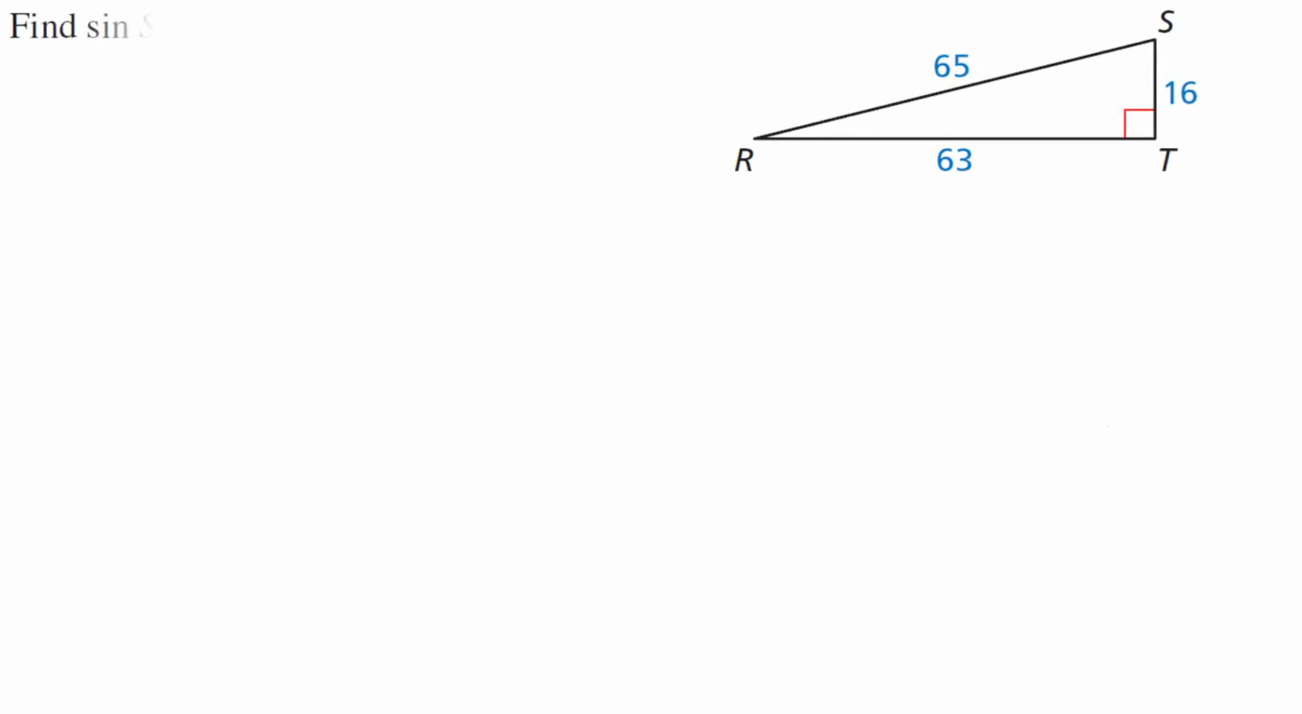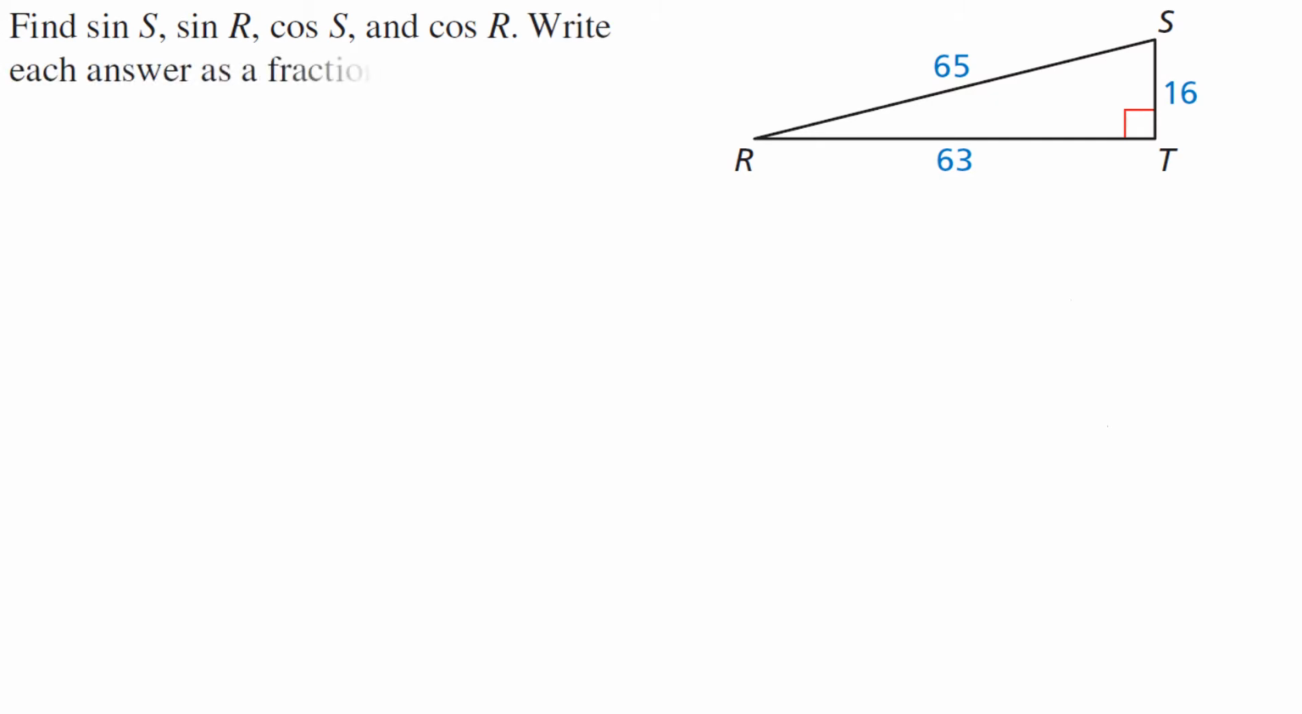Okay, so we're going to find not one, not two, not even three, but four things here. I want the sine of angle S, the sine of angle R, the cosine of angle S, and the cosine of angle R. We'll do each one as an exact fraction, and then we'll also do each one as a decimal rounded to 4 places.